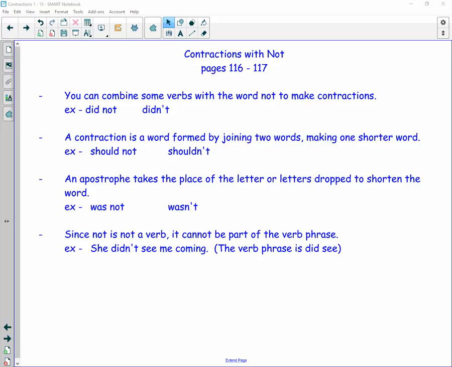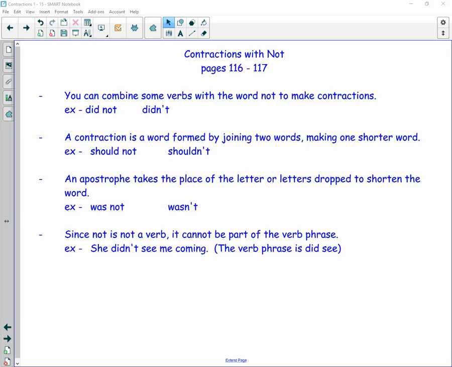Did not becomes didn't. A contraction is a word formed by joining two words, making one shorter word. Should not becomes shouldn't. An apostrophe takes the place of the letter or letters dropped to shorten the word. Was not becomes wasn't. Since not is not a verb, it cannot be part of the verb phrase.